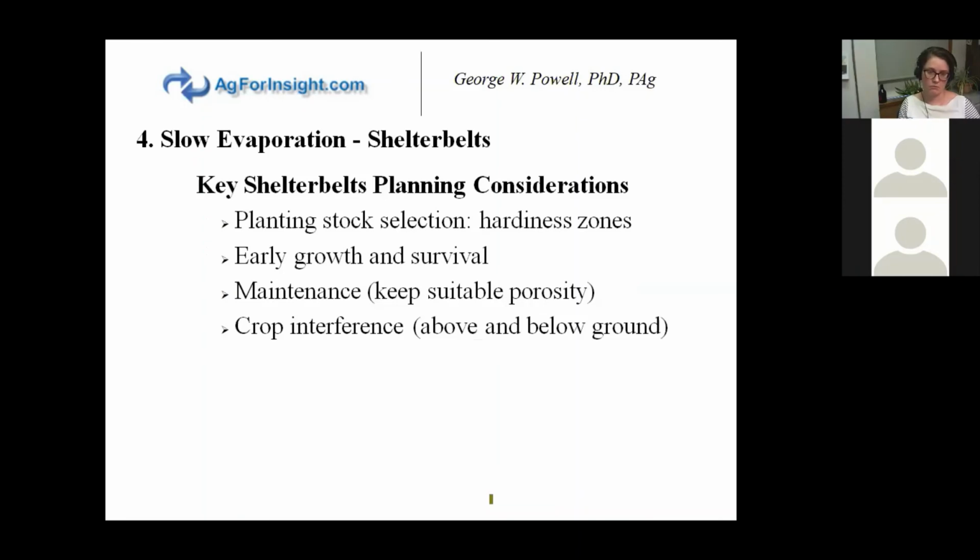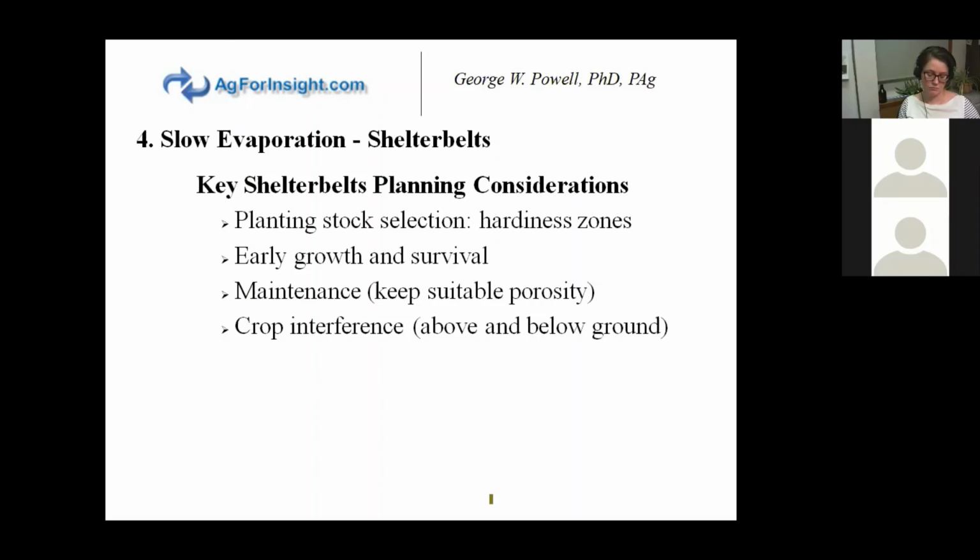If you are going to go the planting route, there are some key planning considerations you have to think of up front. First and foremost is planting stock selection. Know your plant hardiness zone, and then match tree and shrub species that are going to be able to survive there. The critical factor in the central interior is winter survival, not typically drought stress survival. So you need something that is frost hardy.